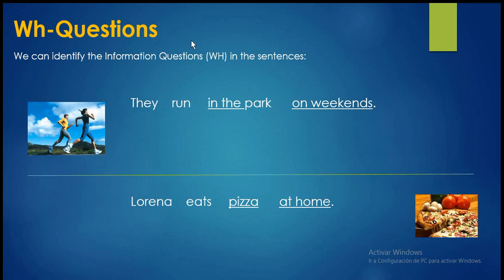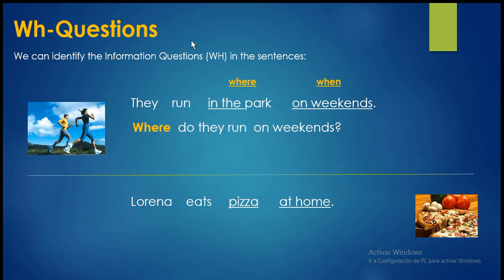They run in the park on weekends, okay? So, in the park is where? Is a place. On weekends we can use a WH. Which one? When, for time. Very good. So, very easy with that to make the questions. Where do they run on weekends? When do they run in the park?